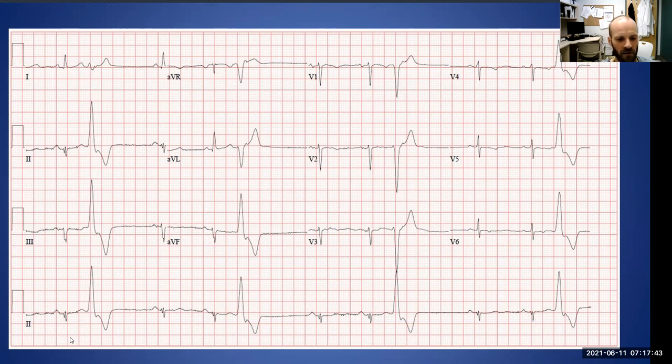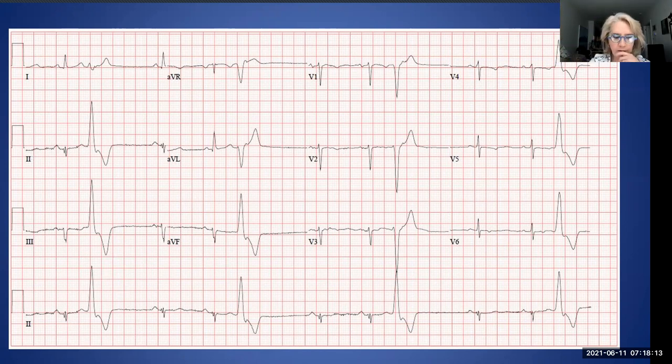So if we're going to count it all out, 1, 2, 3, 4, 5, 6, 7, 8, 9, 10, 13, 14, 15, 16, 17, 18, 19, 20, 21, 22, 23, 24, 25, we've got 1, 2, 3, 4, 5, 6 QRS complexes in that 12 seconds. So if we multiply that up, that's around about 60. So it's a roughly normal rate. Okay, good.